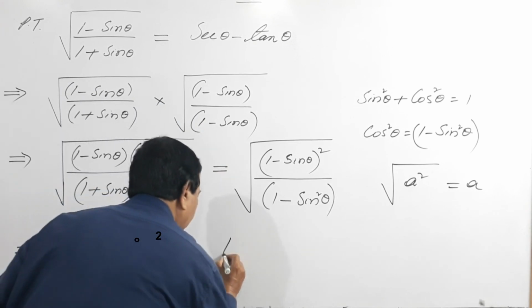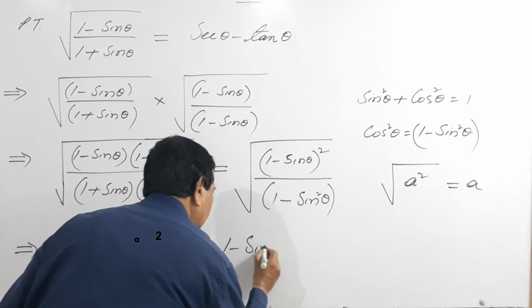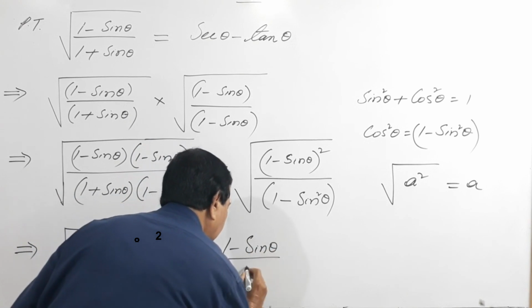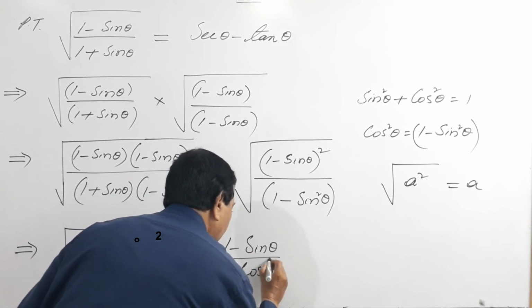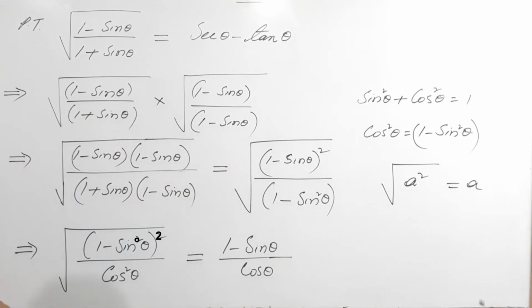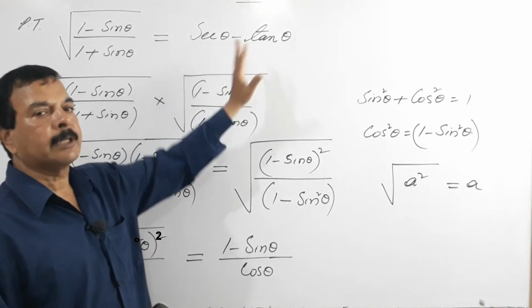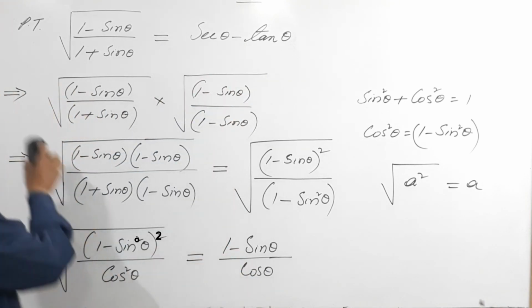This becomes 1 minus sin theta by cos theta, isn't it? So what he wants? Secant theta minus tan theta. Got it? So I'll rub this.